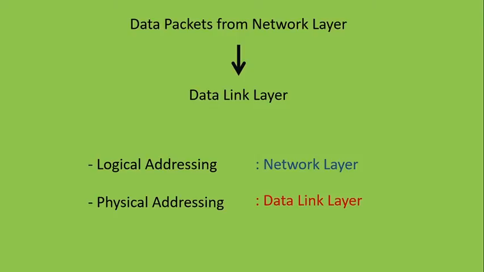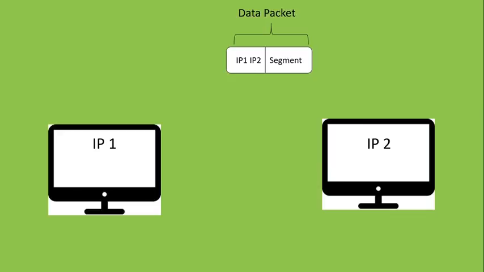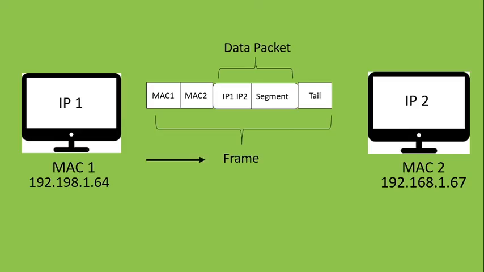There are two types of addressing, logical addressing and physical addressing. Logical addressing is done at the network layer and physical addressing is done at the data link layer. The network layer is where the sender and receiver IP addresses are assigned to each segment to form a data packet. The data link layer is where the MAC addresses of the sender and receiver are assigned to each data packet to form a frame.